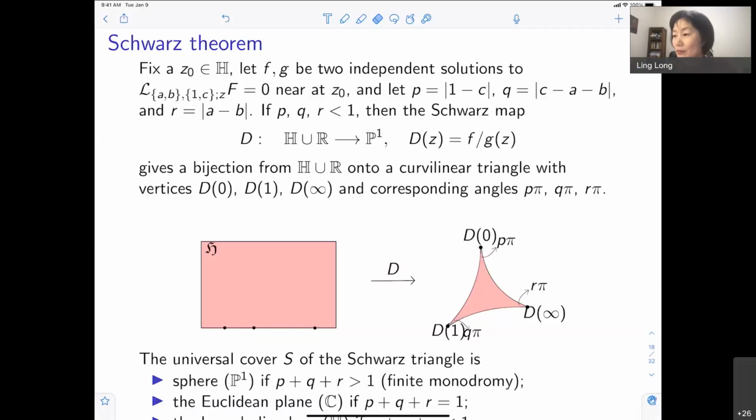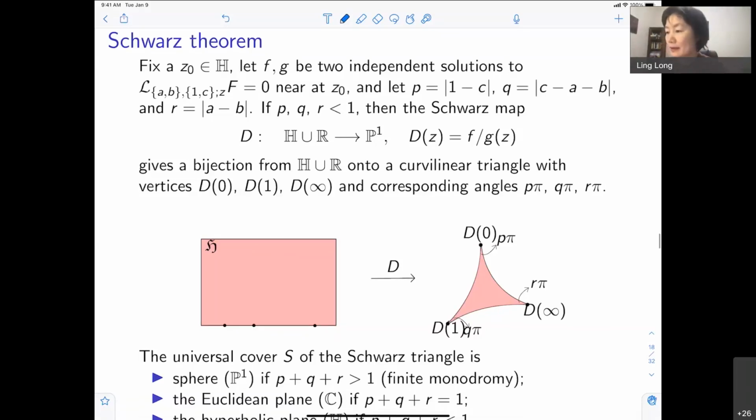So I need to connect my point. Sorry, it's not connected.